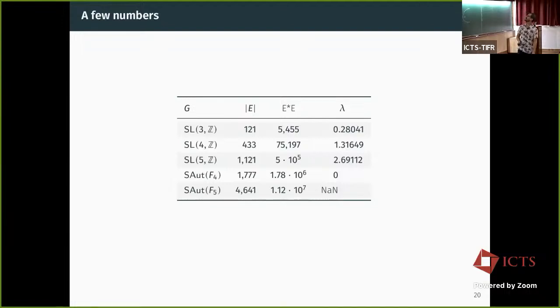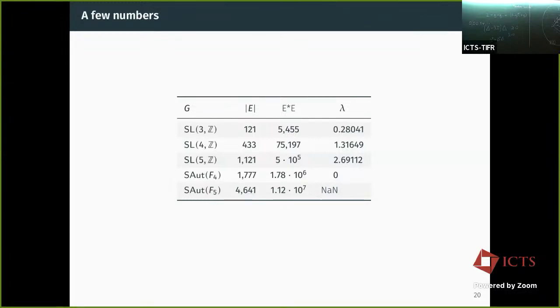Right, so there are a few numbers. Namely, we can prove SL3, 4, and 5 rather easily with pretty high lambda compared to what was known. So what was known before for SL5Z was something like this, which was a result by Martin Kassabov. So this is a substantial gain.